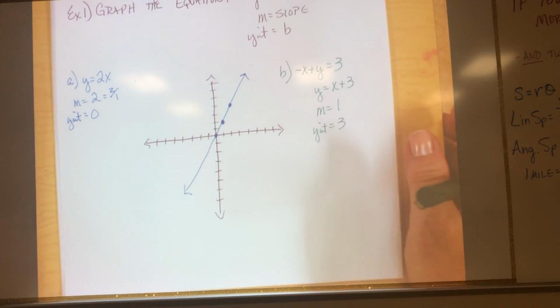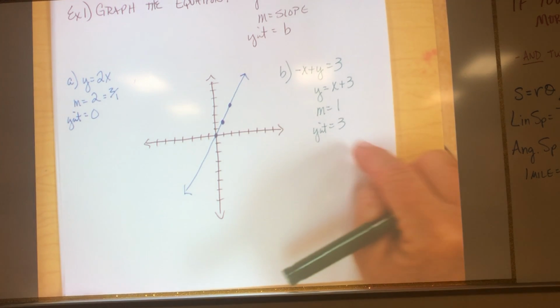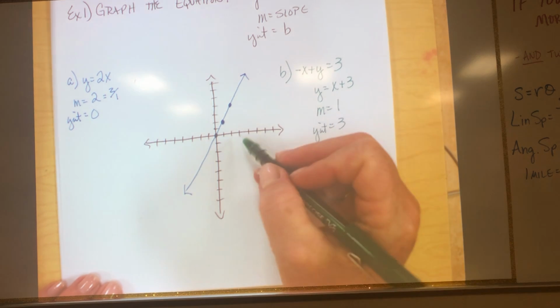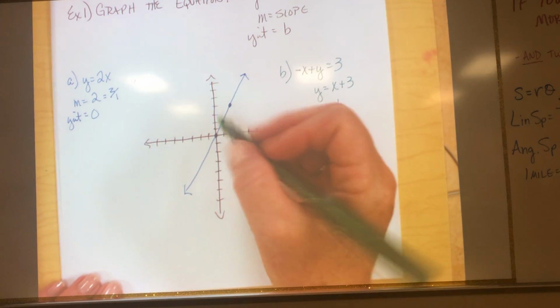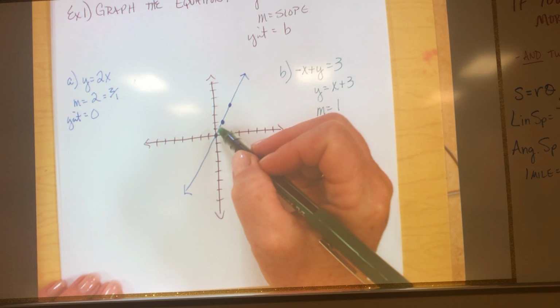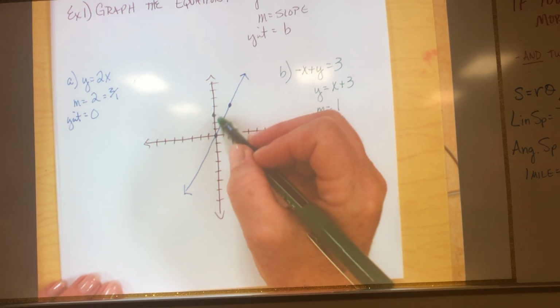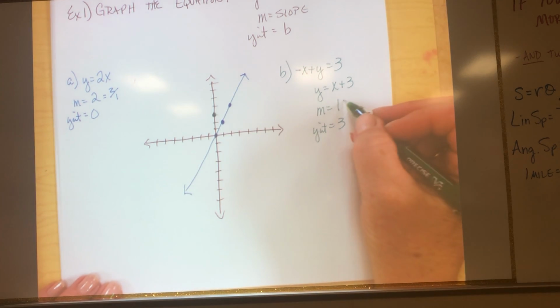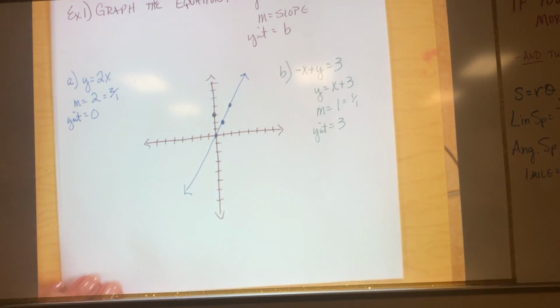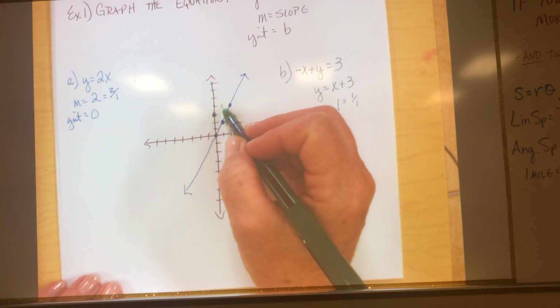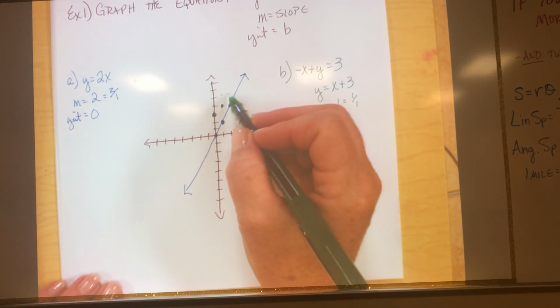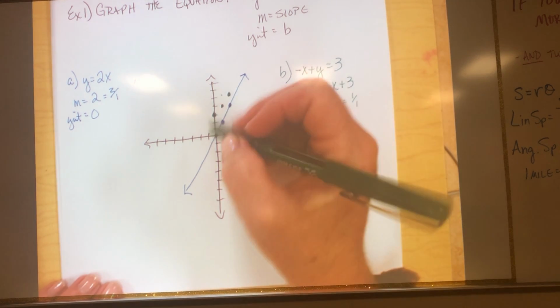What do I do first? The 3, my y-intercept. Is that right here? No. What's that? That's an x-intercept, people. That's not a y-intercept. So be careful about that. On the y-axis, I'm going to plot 3. 1, 2, 3. Here it is. My slope is 1. If you want to make it a fraction, put it over 1. So I'm going to go up 1 and right 1, and up 1 and right 1. And there's my line.